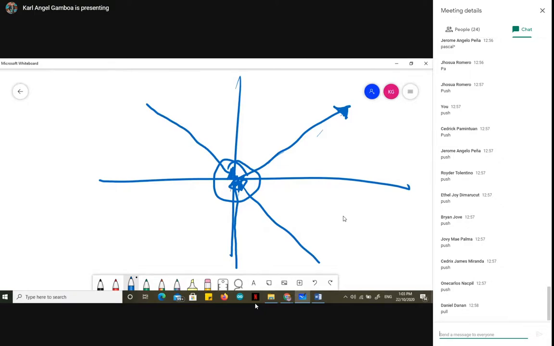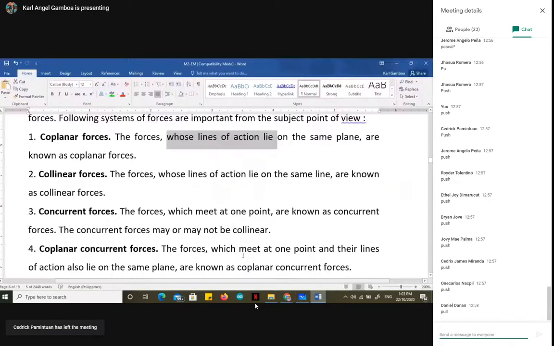So, sabi niya, guys, concurrent forces may be collinear or not. So, for example, merong isang point dito, dalawang points of force dito. So, linear yan. Okay? Pero this is a concurrent non-collinear. Kasi, guys, dalawang force dito na hindi naman naglalie at the same line. So, yan, yung collinear. Basta nagkikita sila at one point, concurrent na ang tawag dyan.